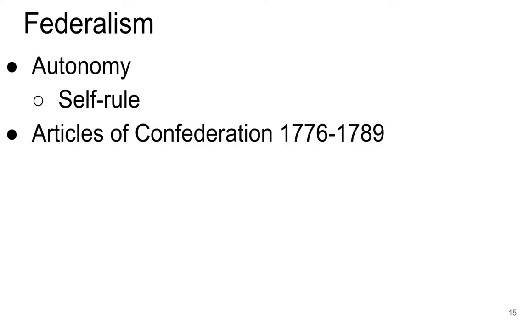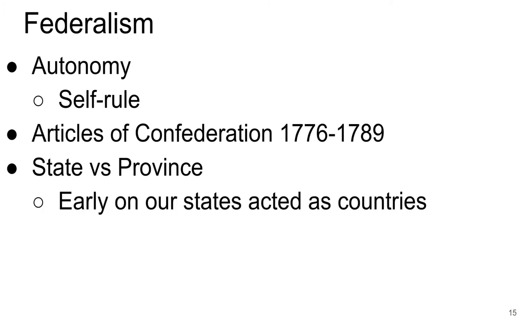So one of the aspects of federalism is autonomy, self-rule. The Articles of Confederation, with regards to the Revolutionary War from 1776 to 1789, is why we call our states states, because early on our states acted as countries. And so we never really changed that. Now they should be called provinces because they are not standalone political entities. They are part of a federal system, but we still call them states.